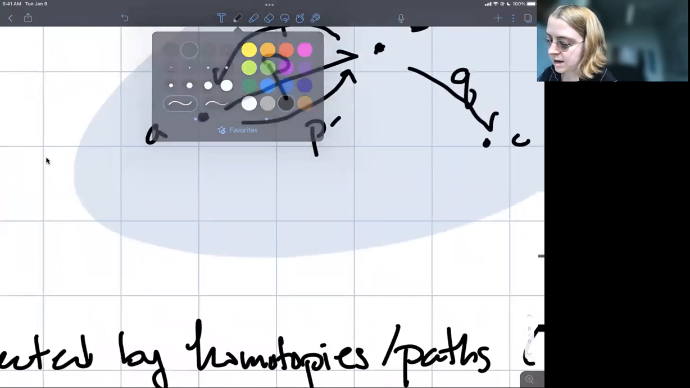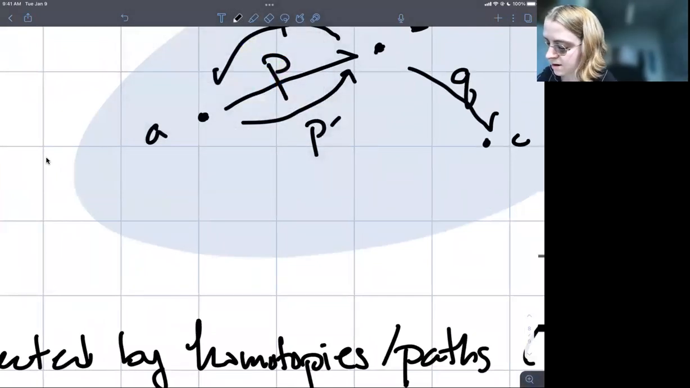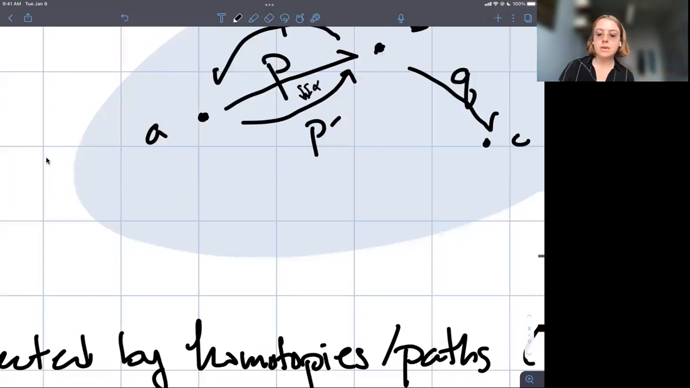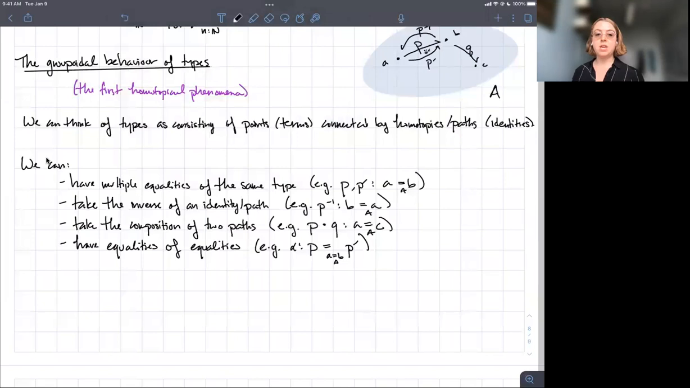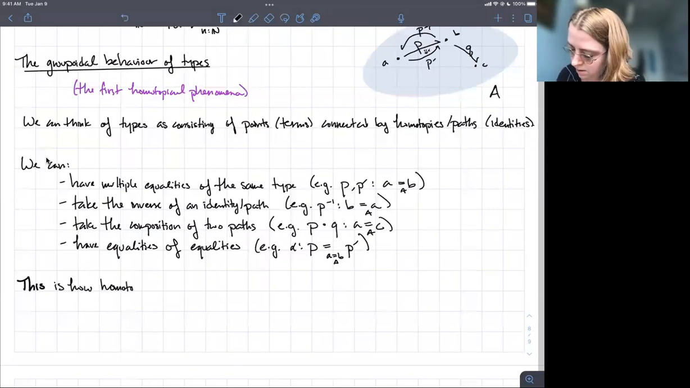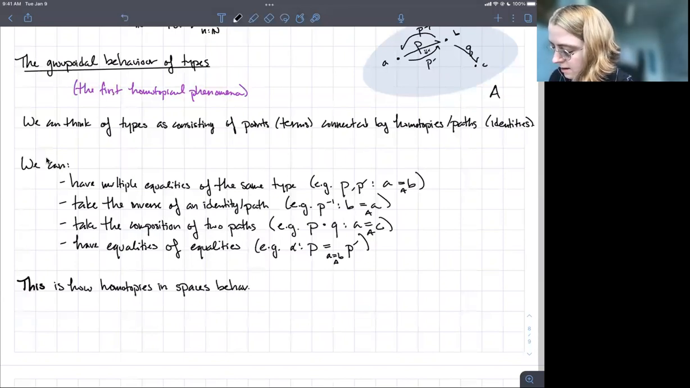We can maybe denote this with, I think I called it alpha, as a path here, a two-dimensional surface between P and P prime. Okay, so if you're familiar with homotopy theory or with algebraic topology, you know that this is how paths or homotopies behave. And if not, I'm just going to tell you this: this is how homotopies, aka paths in spaces like a topological space, behave.